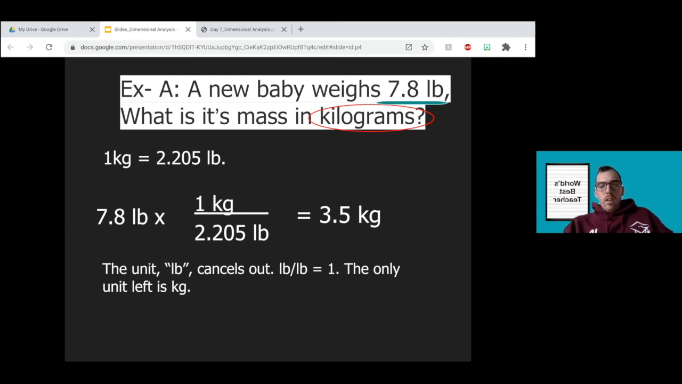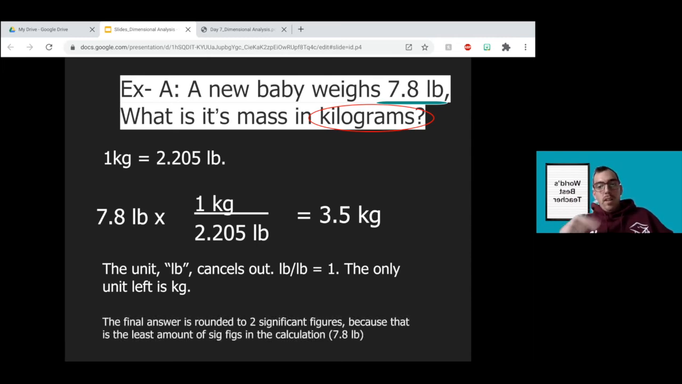So you might say, okay, but if I put 7.8 in my calculator and divide it by 2.205, I get a long decimal. Yeah, you do get a long decimal, but call back to the beginning unit. The final answer that we have is rounded to 2 significant figures because that is the least amount of sig figs in the calculation. So let's look at another example.